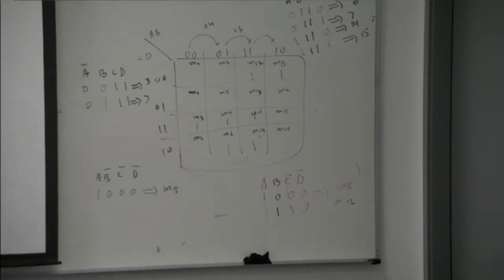Okay, then we derive it. Can you see here? Now there is another method, the same method. Can you see here? A, C bar, D bar. What is missing? B.